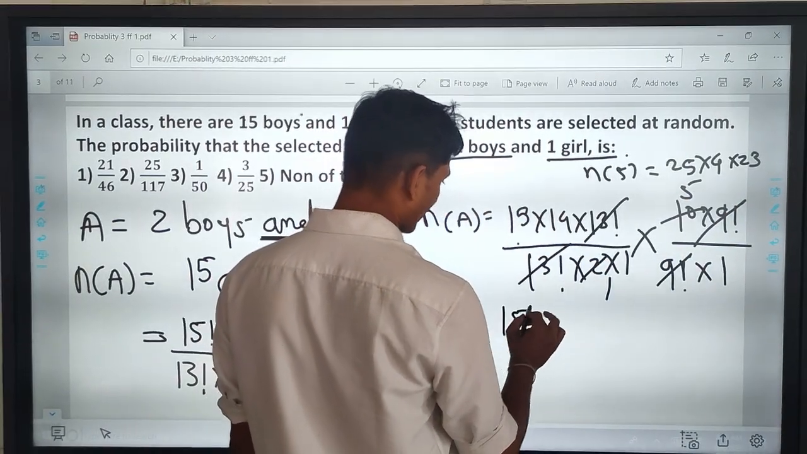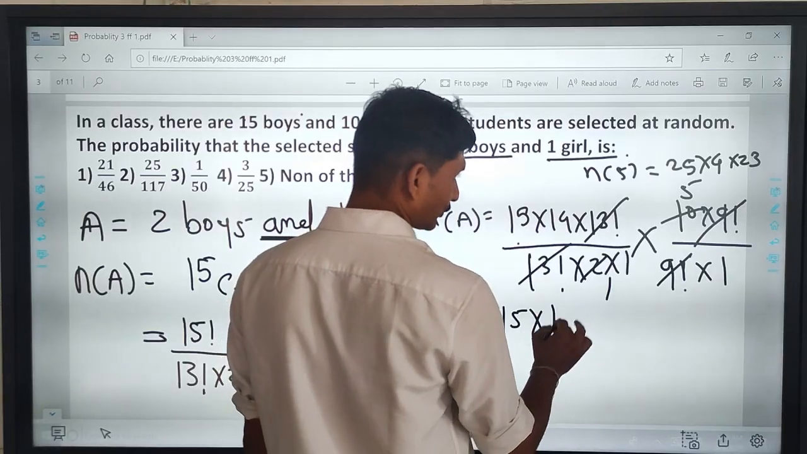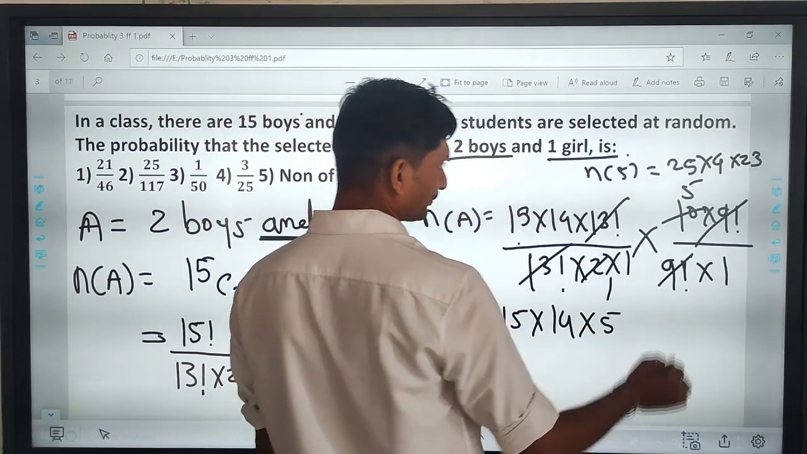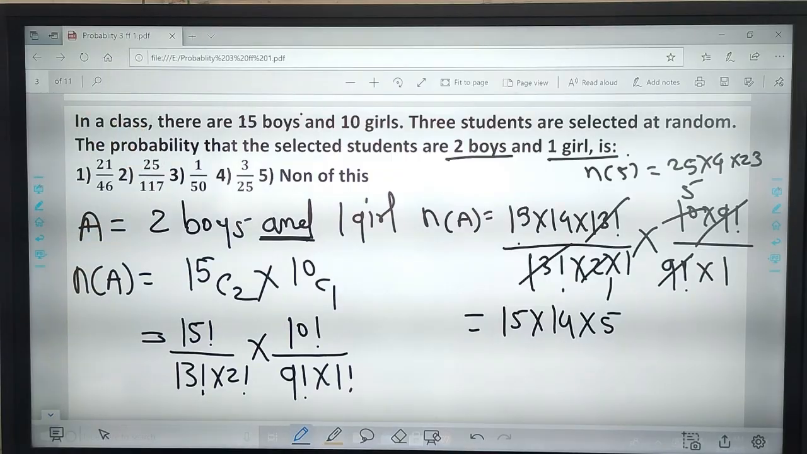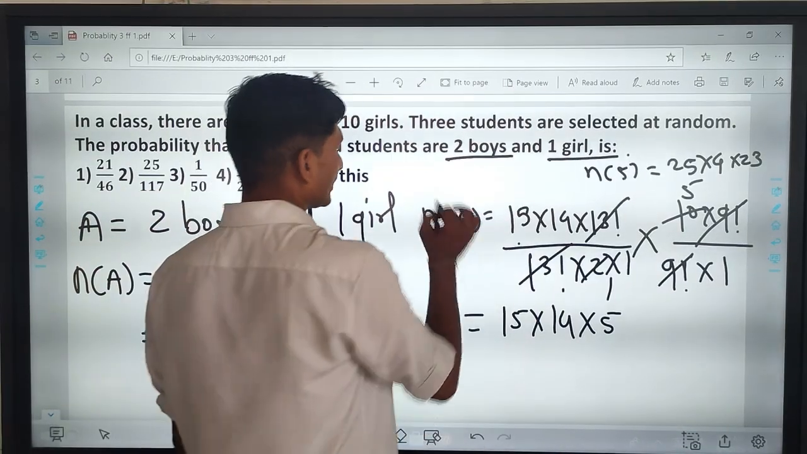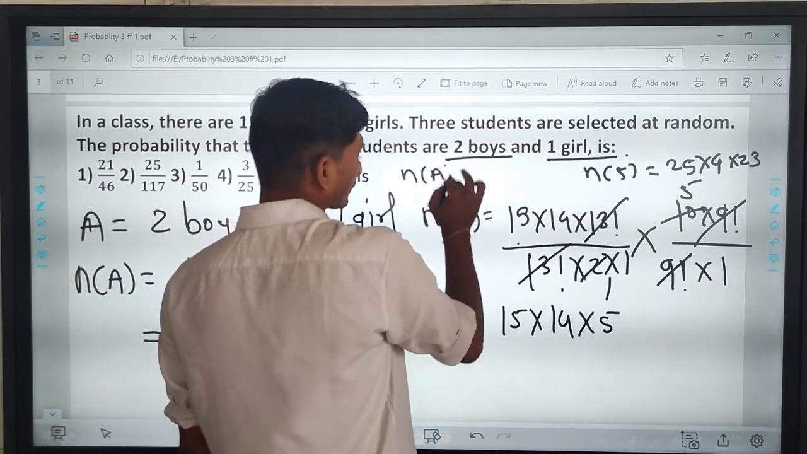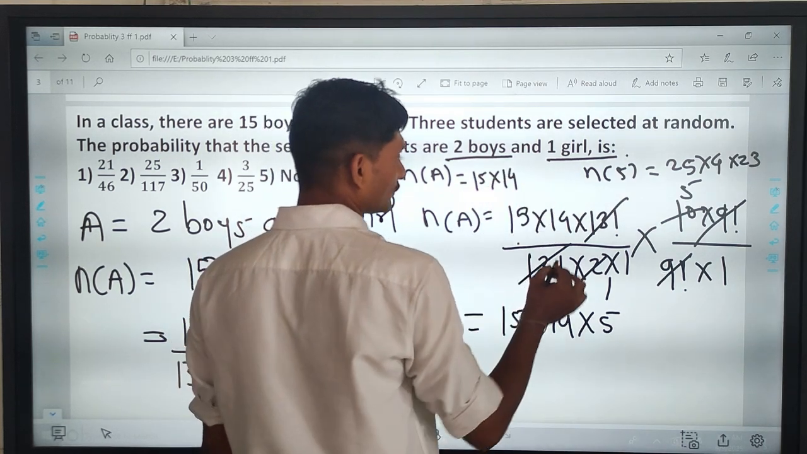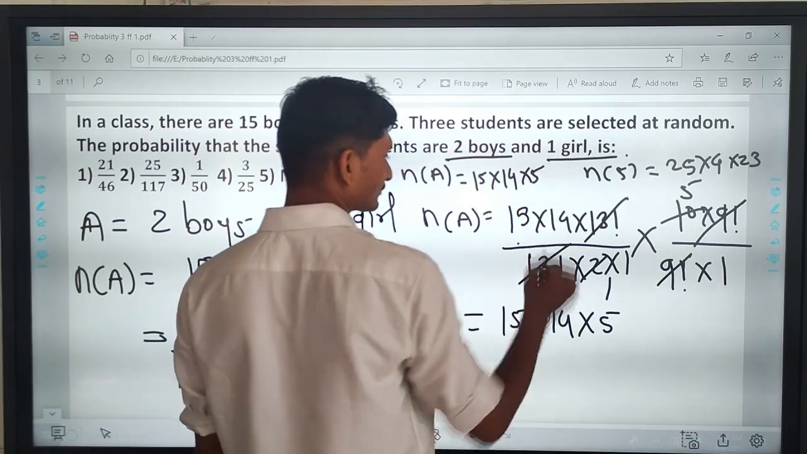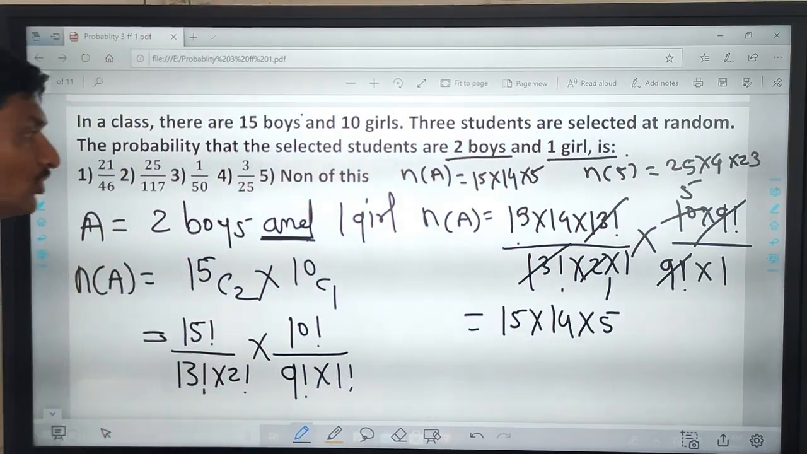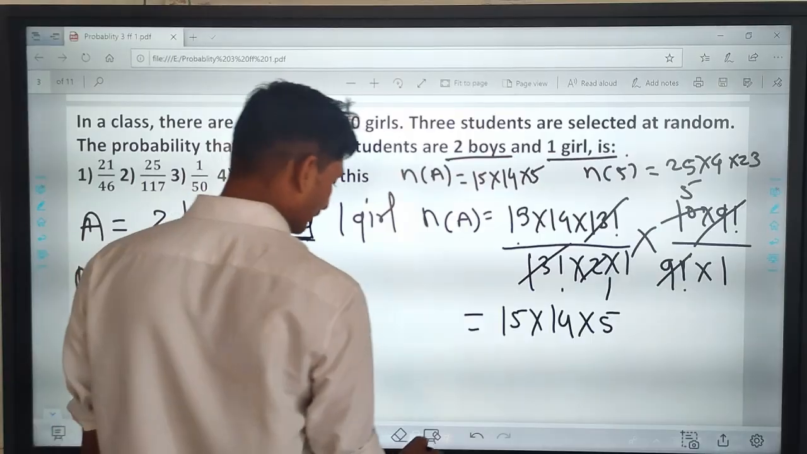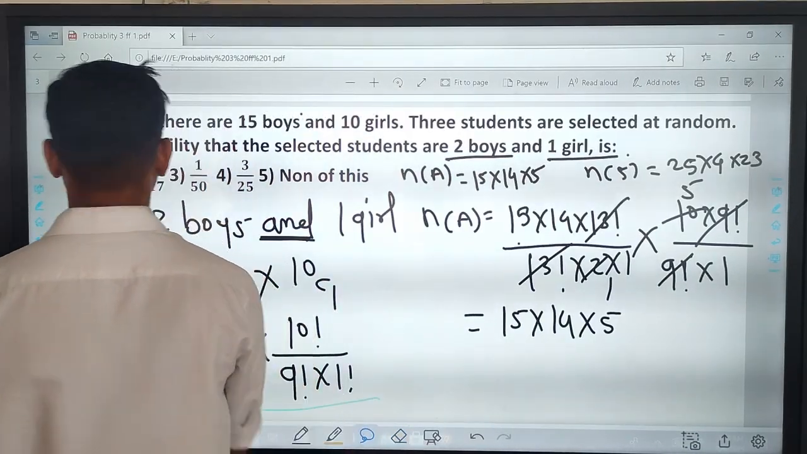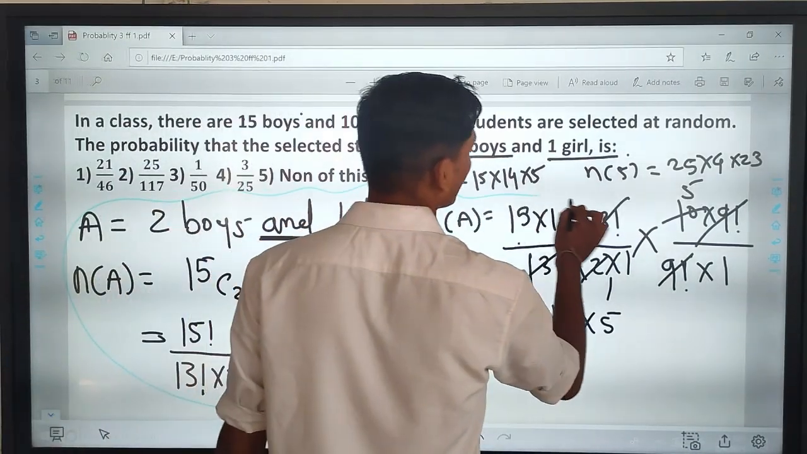Here n of A is equal to 15 into 14 into 5. Now we will find P of A.